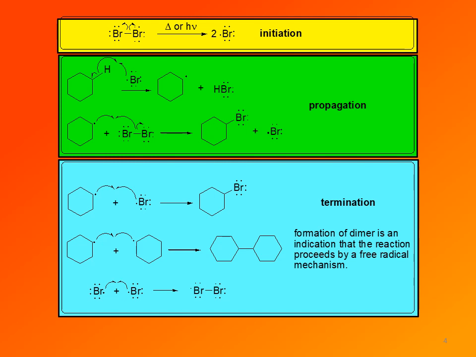And finally, two bromine radicals could combine to give a bromine molecule. But that's the starting material for the reaction, so that's not really termination. That one would simply go back into the propagation steps and be used up in the reaction.